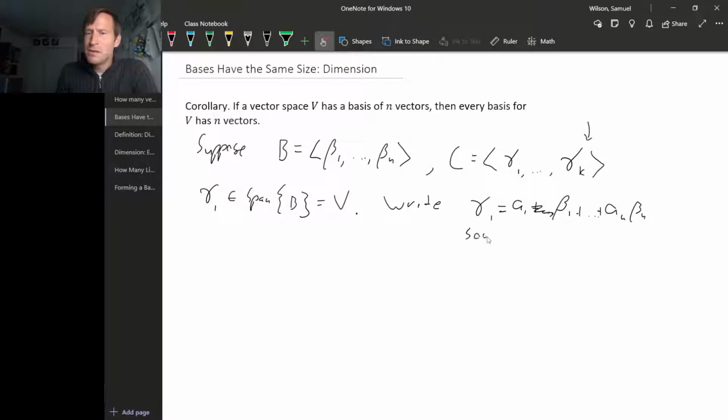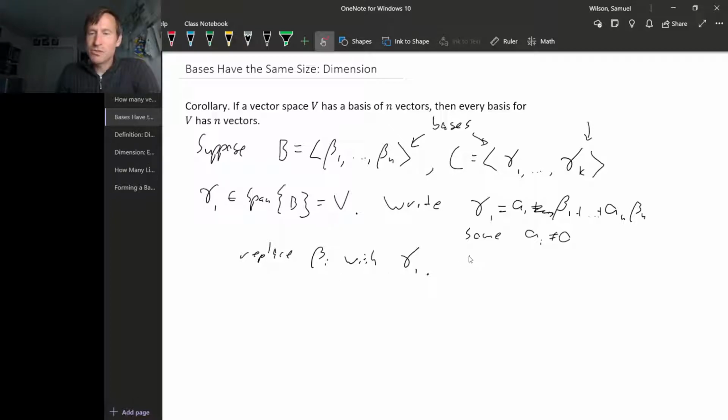And one of these a's is non-zero, right? Because gamma 1 can't be the zero vector, because otherwise C wouldn't be linearly independent, and C is a basis, right? Both of these are bases. I should write that down. These are both bases. So gamma 1 can't be 0, and so one of these a's has to be non-zero. So replace beta sub i with gamma sub 1. All right? That gives us a new basis.